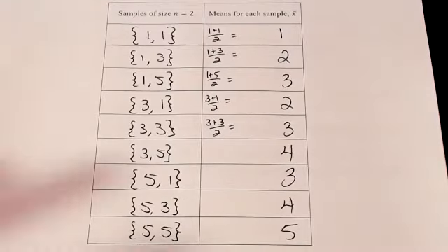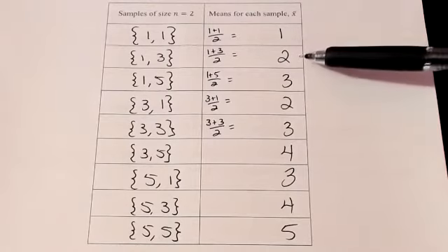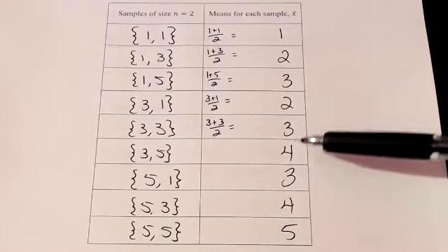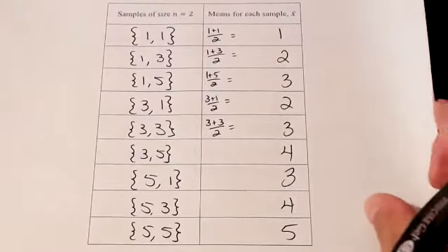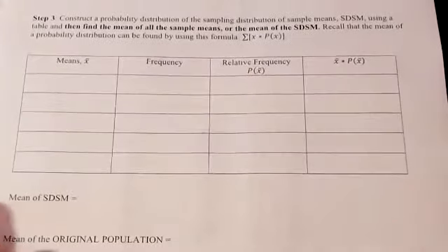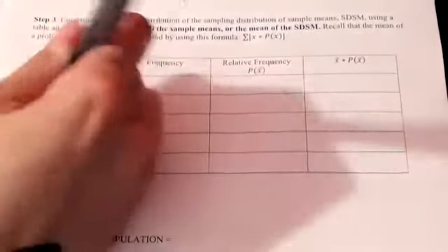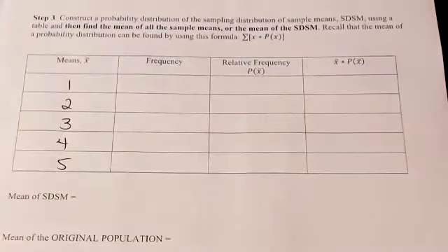Recall, when we construct a probability distribution, we have to think about, well, what are the values we see? Well, when you look at your means, you see that we have a mean of 1, a mean of 2, a mean of 3, a mean of 4, and a mean of 5. So we're going to list those values in our probability distribution table. Let me show you on the next page. The first column is representing the values that we actually see, those calculated means. So I'm going to list them 1, 2, 3, 4, 5.